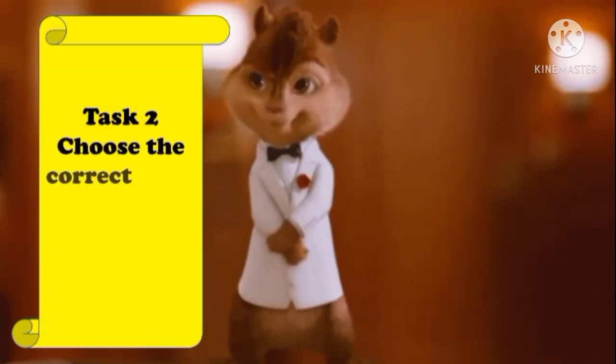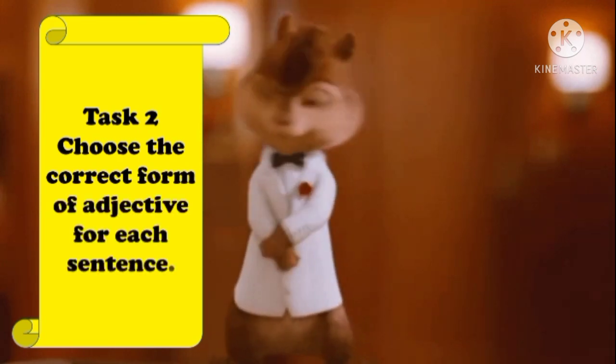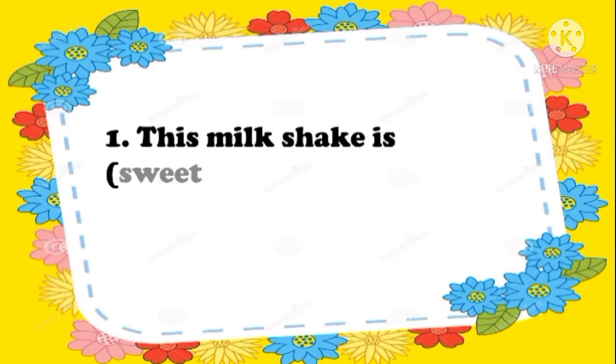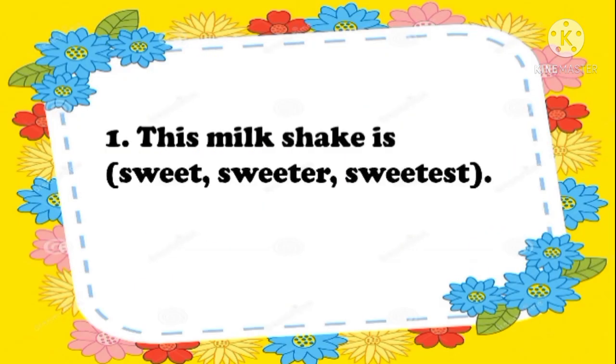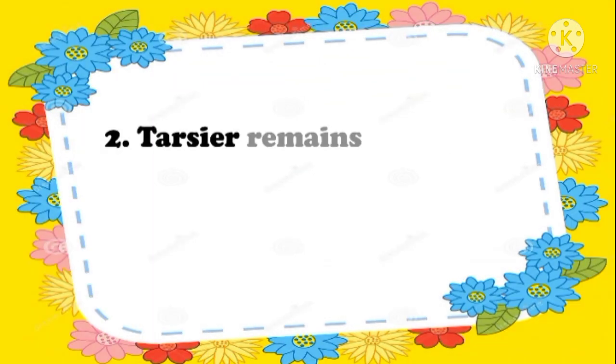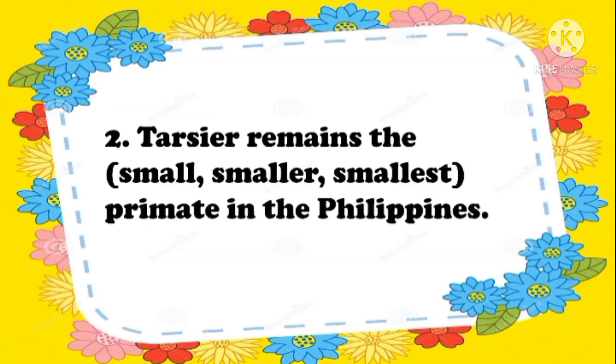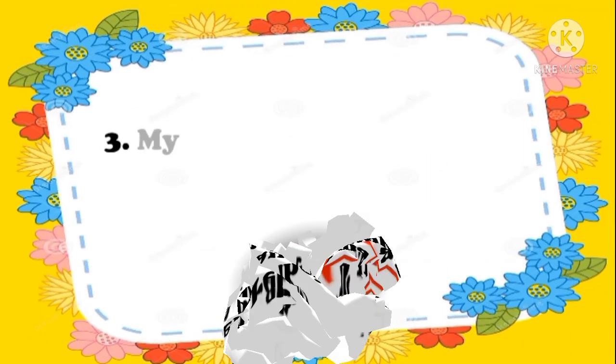For our task 2, choose the correct form of adjective for each sentence. Number 1. This milkshake is sweet, sweeter, sweetest. What should be the correct adjective? Great job! It is sweet. Number 2. Tarsier remains the smallest primate in the Philippines. The correct answer is smallest. Very good.